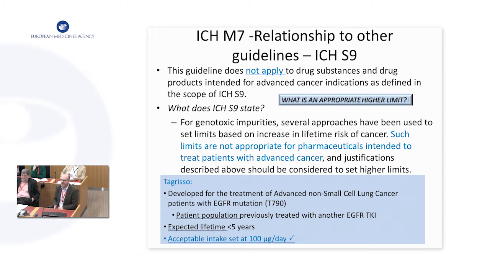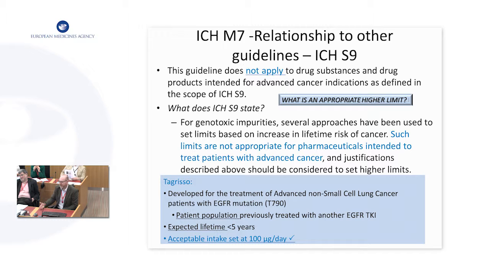The example I'm talking about here was this drug Tagrisso. In this particular case, what we took into consideration was that this was an advanced disease setting. The patients had already been treated with a previous therapy that they had then become resistant to before they were given Tagrisso. So we felt that very much met the criteria of ICH S9. And they also had an expected life expectancy of less than 5 years. So we took the durational limit and the patient population into consideration.